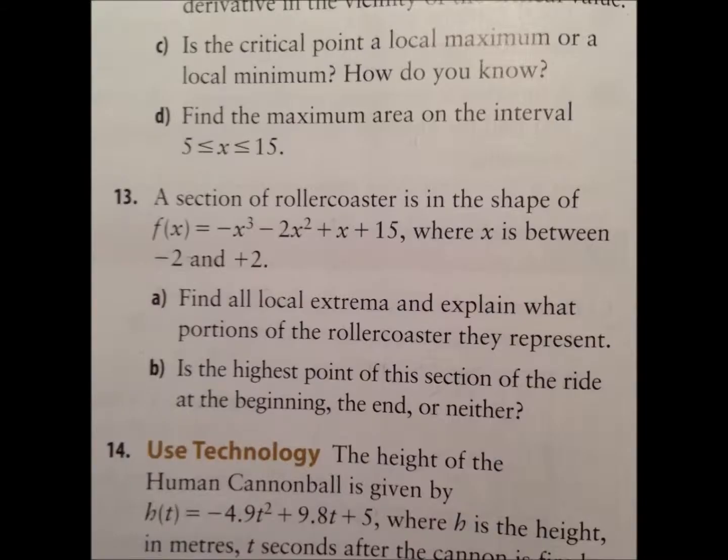The question states, a section of roller coaster is in the shape of f of x equals negative x cubed minus 2x squared plus x plus 15, where x is between negative 2 and 2. Question A states, find all local extrema and explain what portions of the roller coaster they represent.